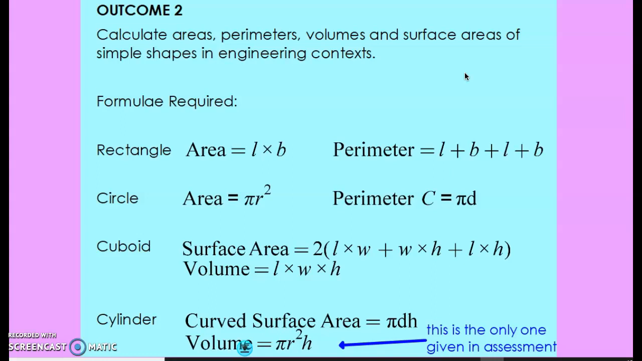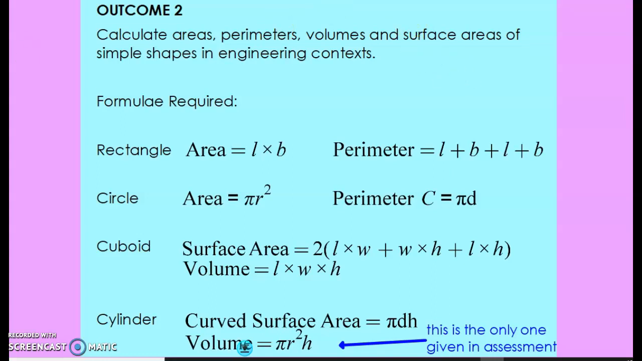Okay, so looking at a rectangle, the area is the length times the breadth. The perimeter, you add up the sides. Area of a circle is pi r squared. Perimeter or circumference of the circle is pi d. For a cuboid, the surface area is 2 lots of the length times the width plus the width times the height plus the length times the height, and the volume is length times width times height.